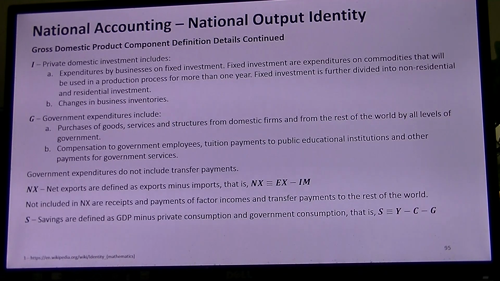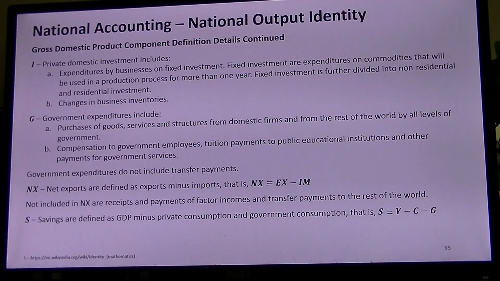Fixed investment is further divided into non-residential and residential investment. For example, if there's the building of a building for residential investment, either single-family construction or multifamily construction, that is part of residential investment. It also includes changes in business inventories. As inventories go down, that's considered a reduction in investment. As business inventories go up, that's considered an increase in investment.